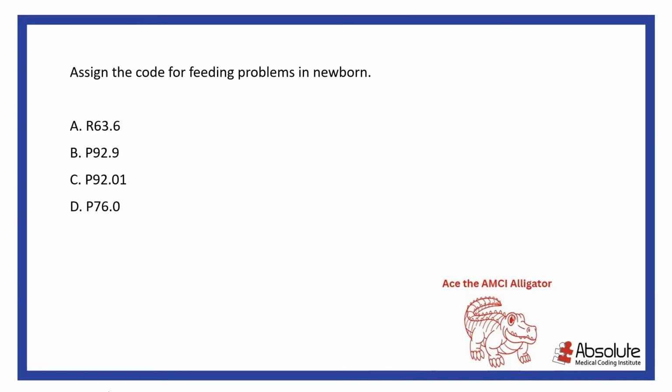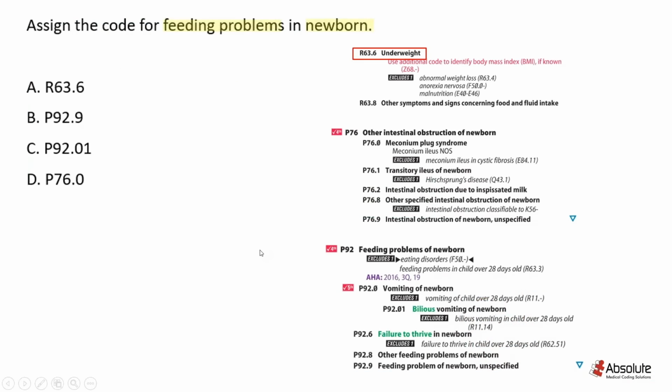Okay, coders, you are all rocking in the chat. This was a pretty straightforward one, right? The correct answer is going to be option B. We are coding for feeding problems in a newborn, so let's look into these options. Option A, R63.6, is coding for underweight. That's not matching our keywords here. We are coding for a feeding problem in a newborn. R63.6 is wrong.